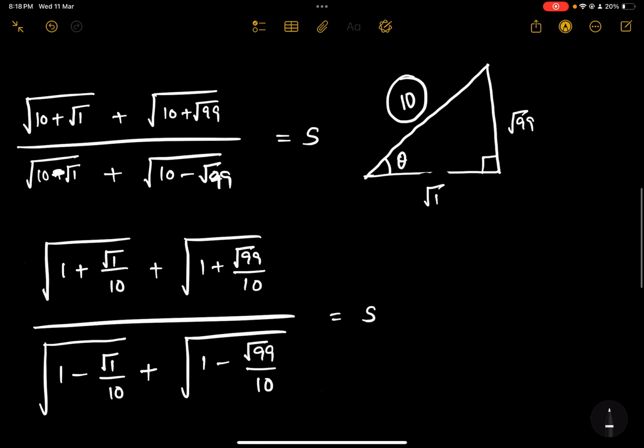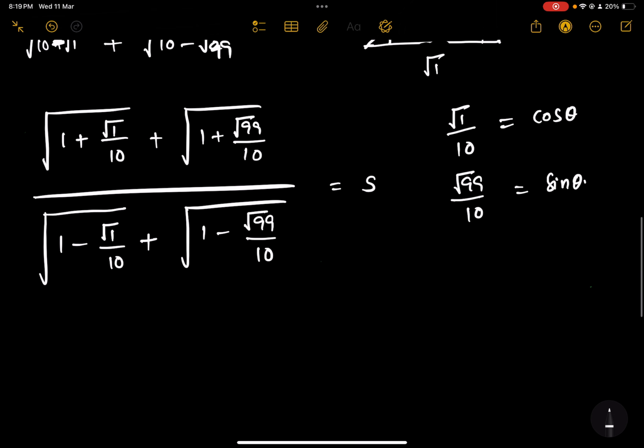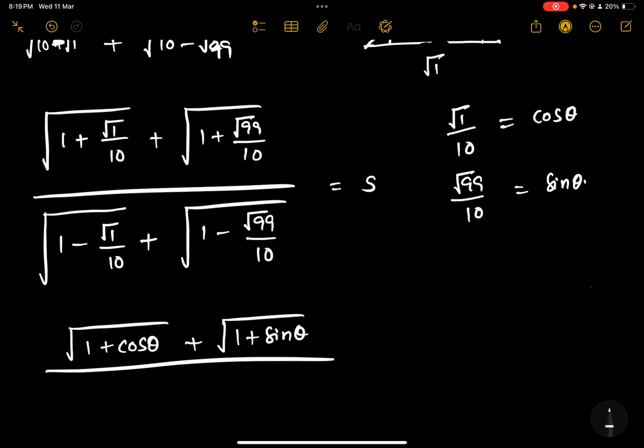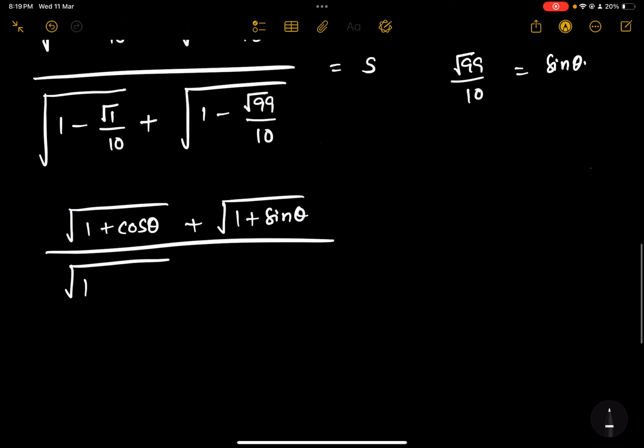Alright. Now if you carefully observe, your root 1 upon 10 is simply cos theta, and your root 99 upon 10 is simply sin theta. So your expression is simply square root of 1 plus cos theta plus square root of 1 plus sin theta, by square root of 1 minus cos theta plus square root of 1 minus sin theta.